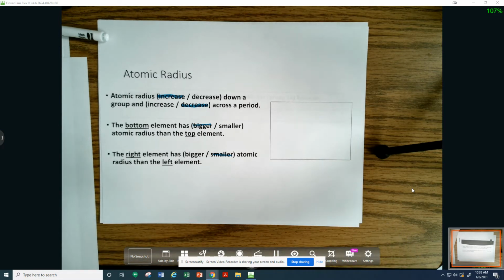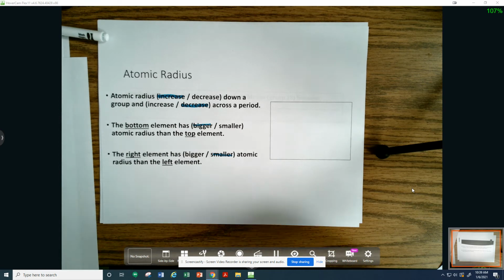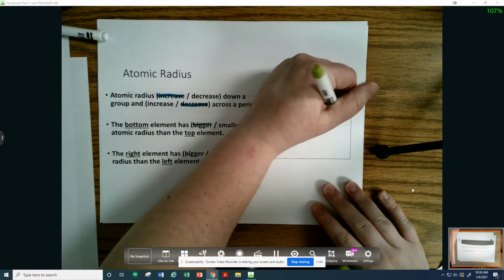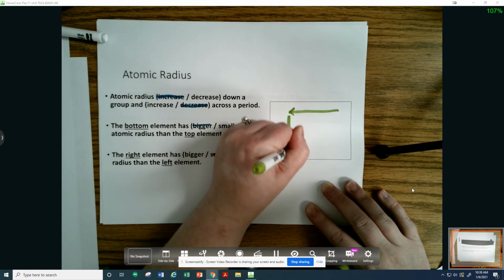The last thing we're going to do is this box here on your notes, which is just for us to draw the overall trend. The overall trend for atomic radius is that it increases as you go to the left and it increases as you go down.